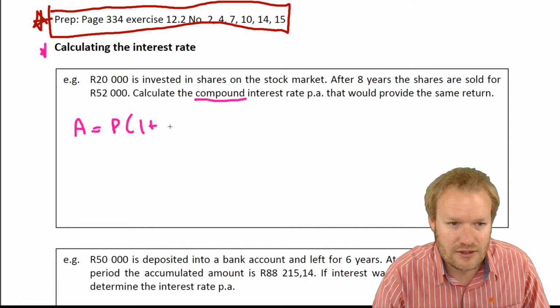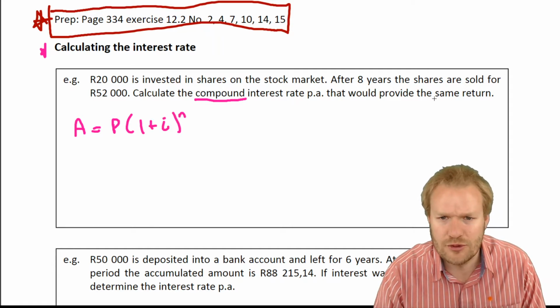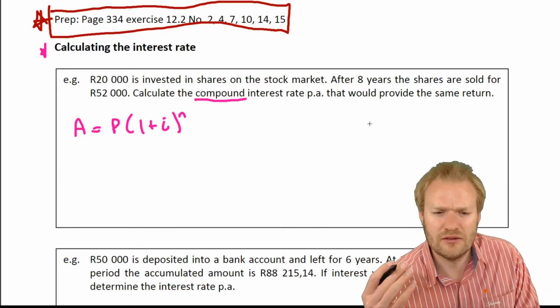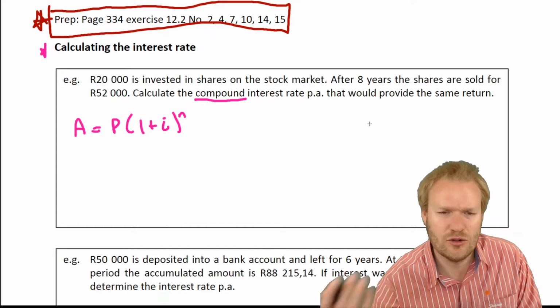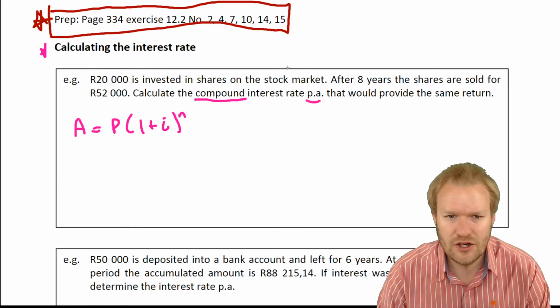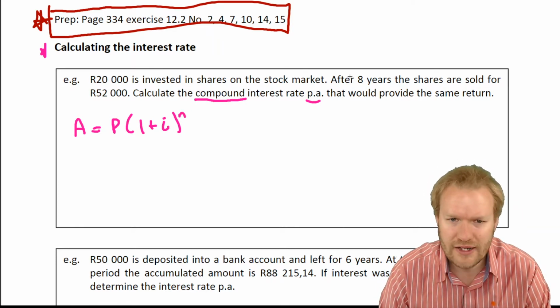So 1 plus i to the n. Per annum, that would provide the same return. Okay, what are we compounding? Annually, monthly, quarterly? Well, it doesn't really say, so it's kind of just per annum. There's no monthly or anything, so it's just going to be i, and n is going to be 8.